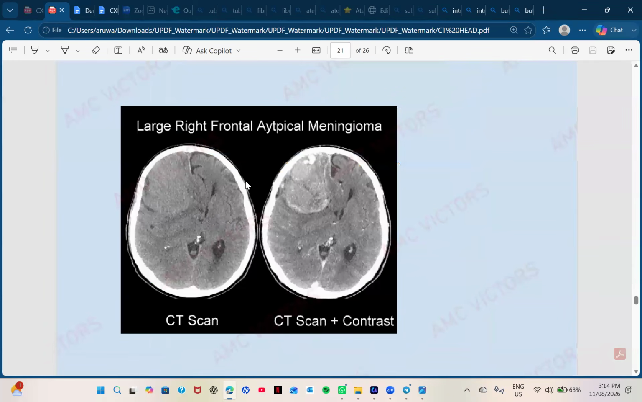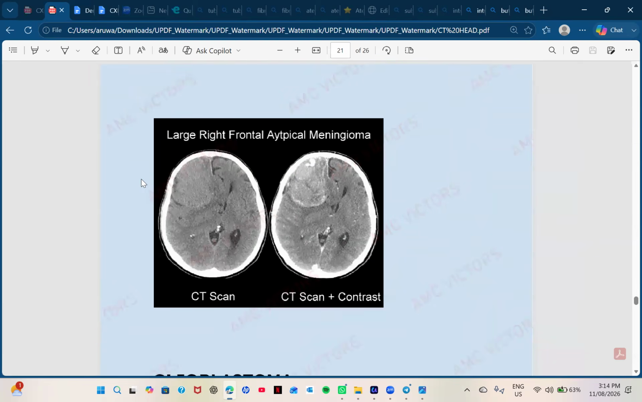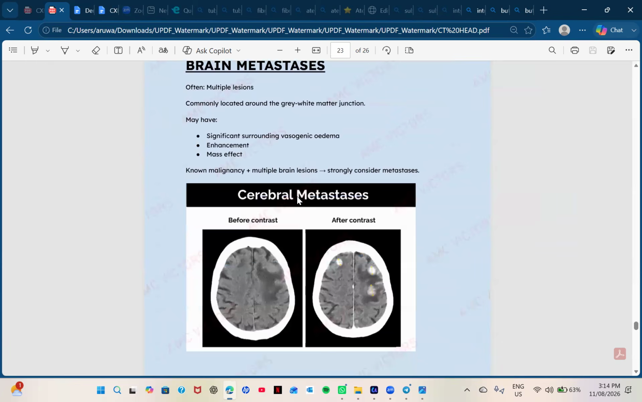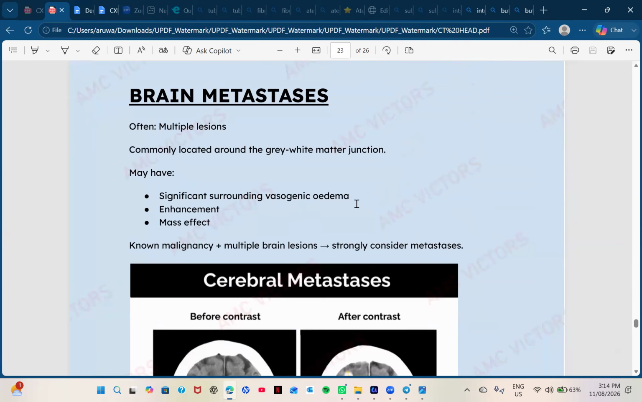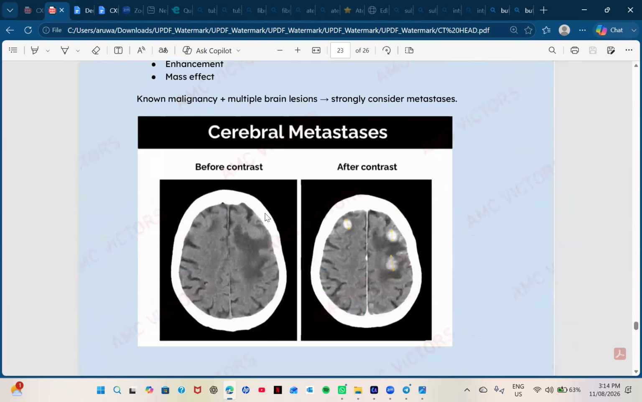Here, can you see the large right frontal apical meningioma? Here, can you see the meningioma? Like this, okay? Glioblastoma we just discussed. Okay, brain metastasis, how does it present? Brain metastasis presents as multiple lesions, commonly located around the gray-white matter junctions. Here you can see the brain lesions.